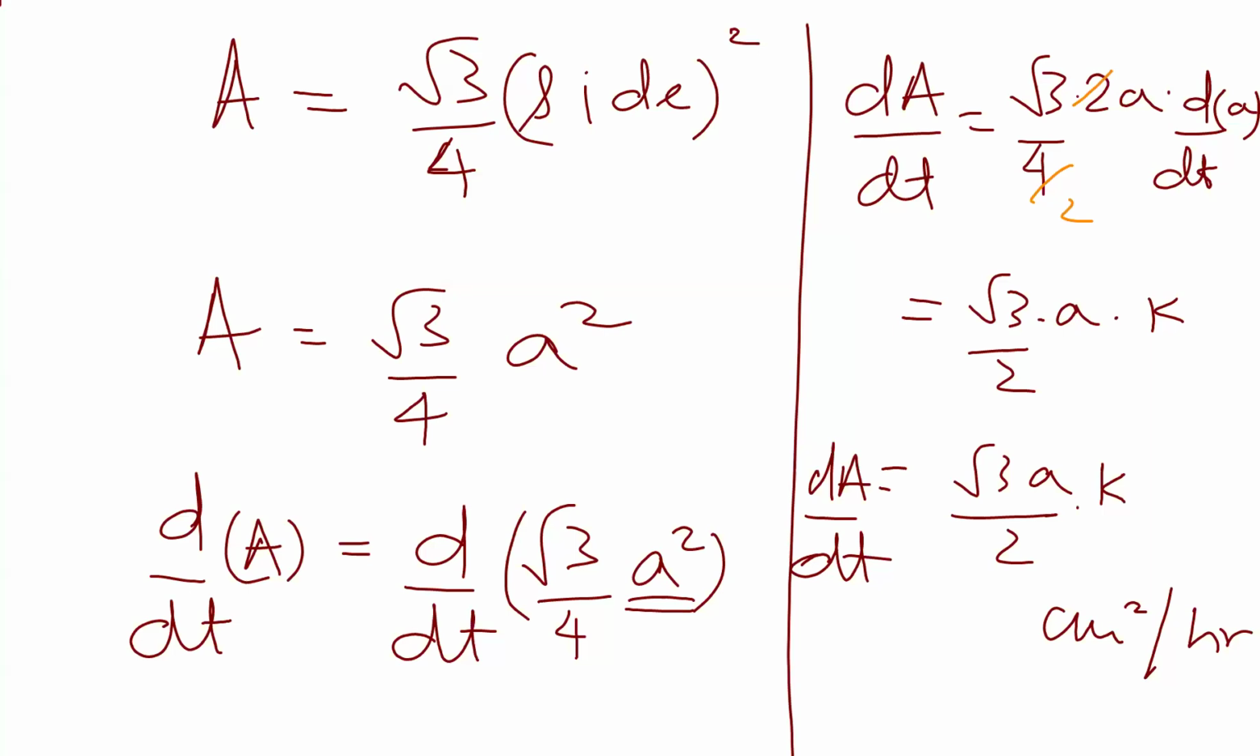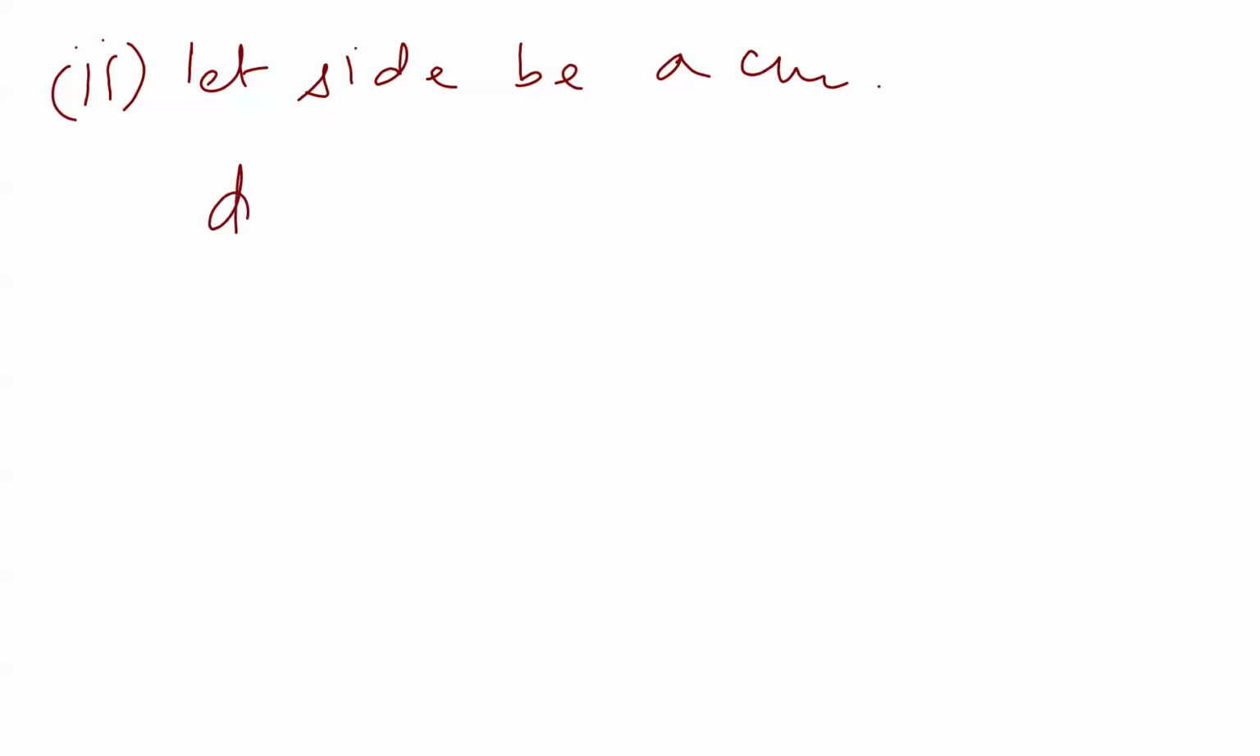Now the second sub question of 14. The second sub question of 14 is related to the first sub question itself. It is very simple. I'll take you to the second sub question now. The sides of the equilateral triangle are increasing at a rate of 2 centimeter per second. So let the side be A centimeters.